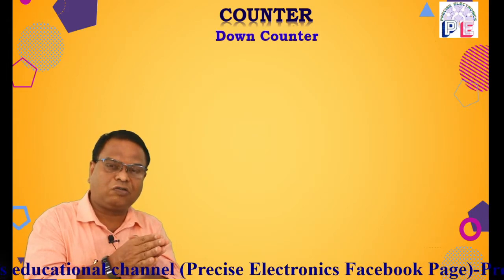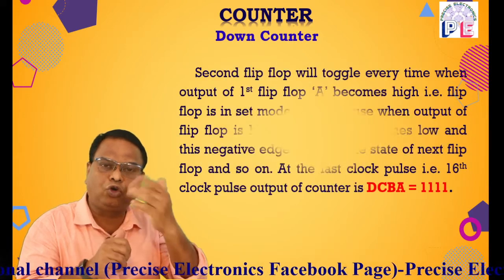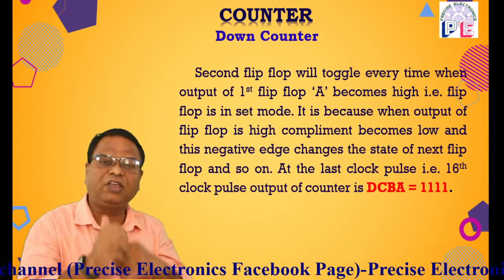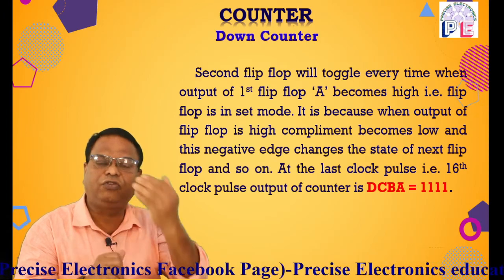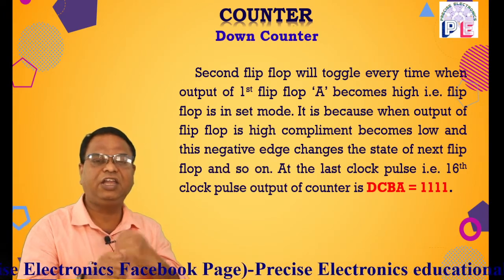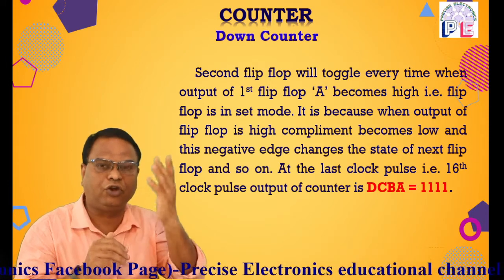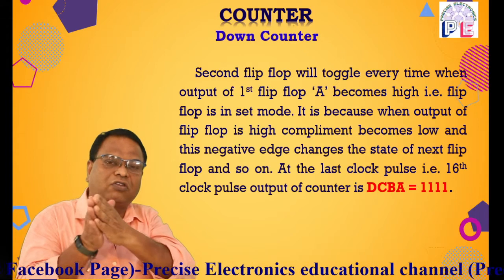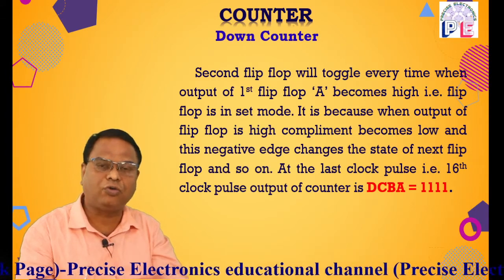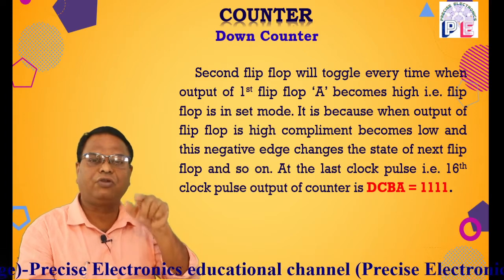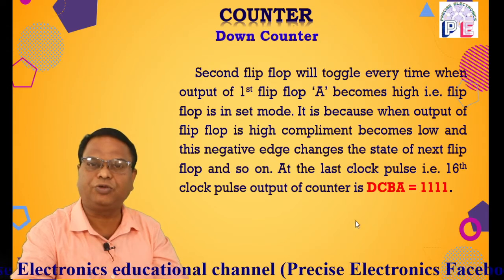B flip-flop toggles when the A flip-flop changes its state from 0 to 1. C flip-flop toggles when the B flip-flop changes its state from 0 to 1. And D flip-flop toggles when the C flip-flop changes its state from 0 to 1. So thus the counter progresses. At the last clock pulse, the output of the counter will be 1111. That is our initial stage. That is the 4-bit down count.